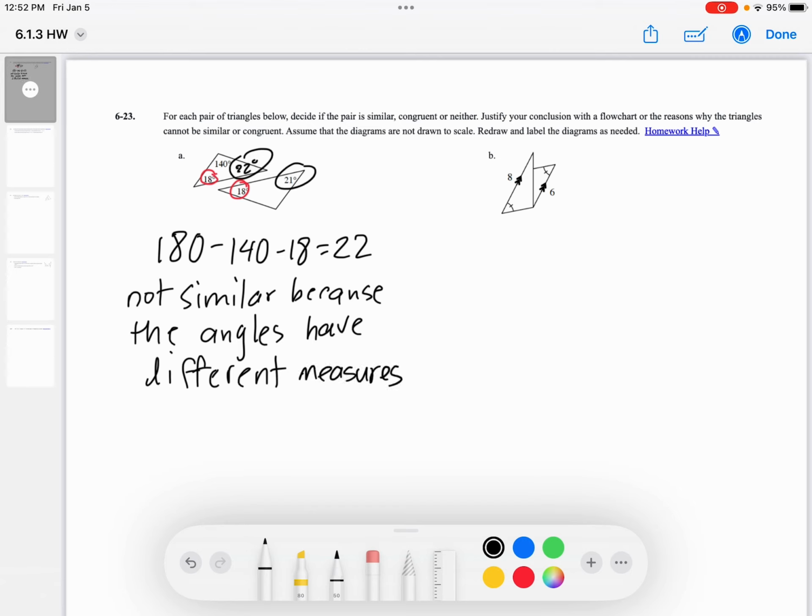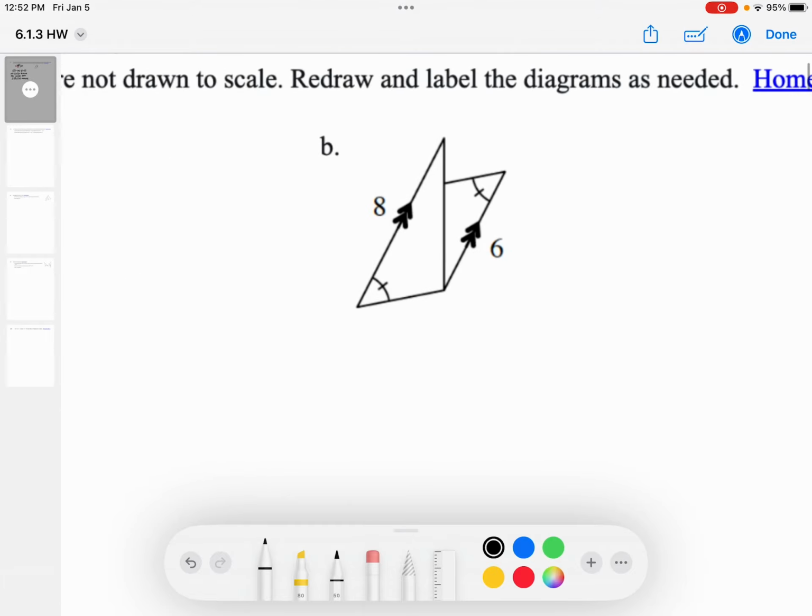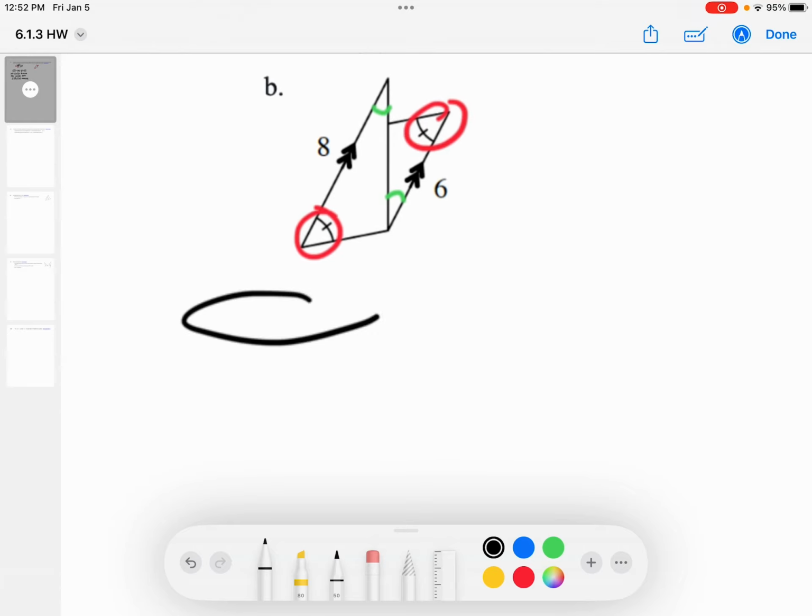Okay, let's look at this second set here. I'm going to zoom in a little bit to make this bigger. Things I notice: information they give us is that these two angles match, and they also tell us that the two lines are parallel to each other. So I notice that this is a transversal across two parallel lines. So this angle and this angle are alternate interior angles, and because the lines are parallel, we know that they are congruent. So if we have two sets of angles that match, we have enough to show by angle-angle similarity that the two triangles are similar.